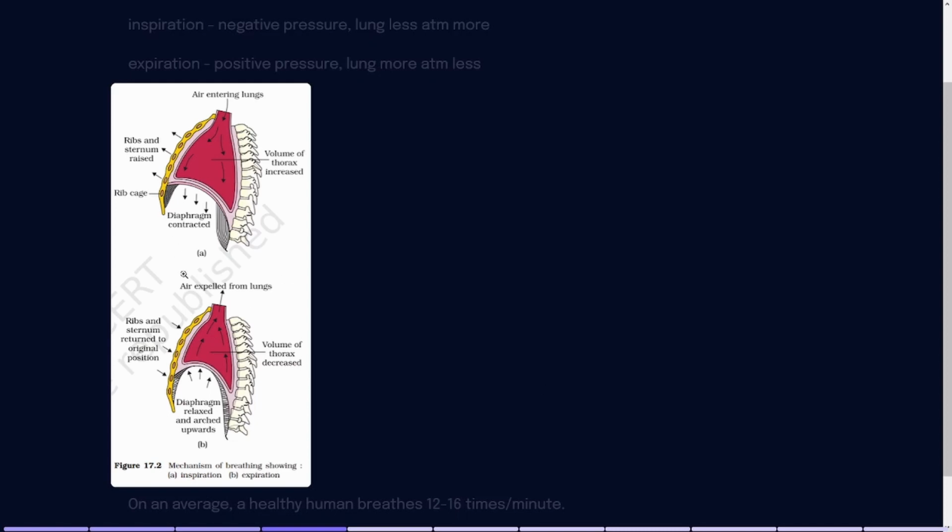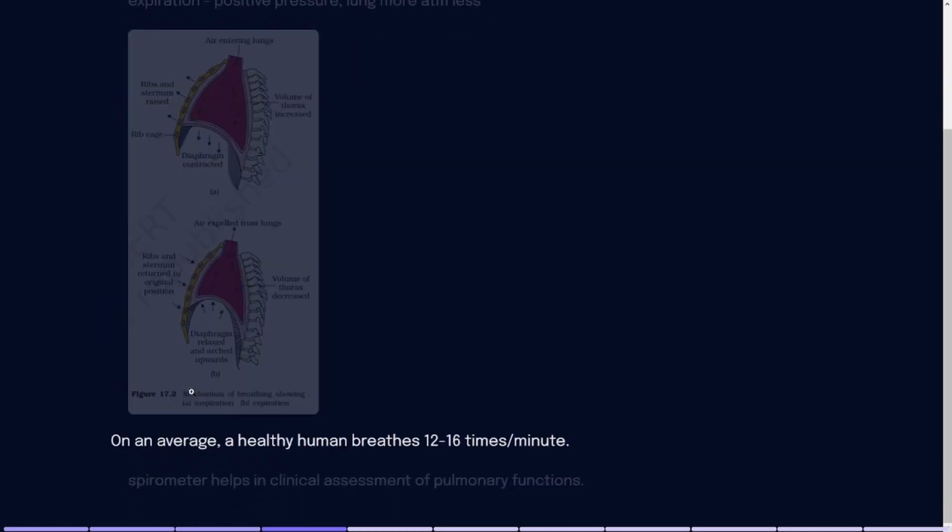Now you need to remember that during inspiration, the diaphragm contracts, and during expiration, the diaphragm is relaxed and arched upwards. Abdominal muscles also help in forceful expiration. So when abdominal muscles contract, forceful expiration occurs. On average, a healthy human breathes 12 to 16 times a minute. It's a general fact, you already know this.